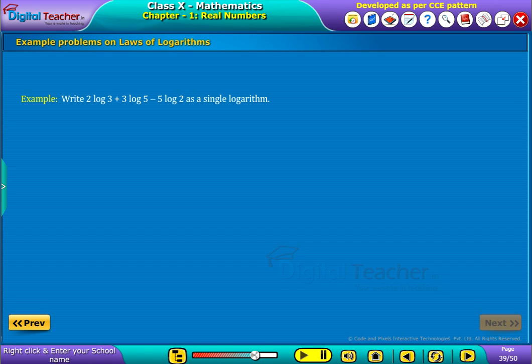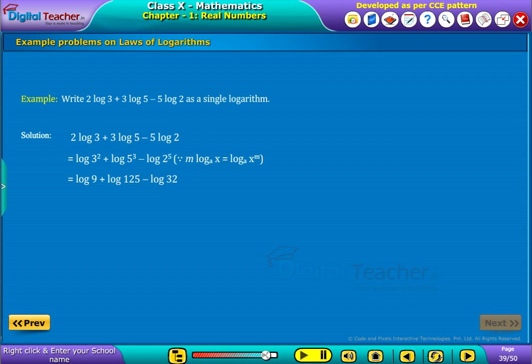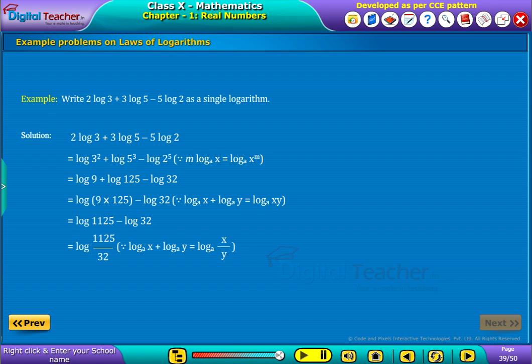Let us solve it as follows. As all the three logarithmic expressions are in the form of m log x to the base a, we write them in the form of log x power m to the base a as shown. This is in turn equal to log 9 plus log 125 minus log 32. Now observe the first two terms, it is in the form of log x plus log y, so let us write it in the form of log xy as shown. Now the obtained expression is in the form of log x minus log y, so we write it in the form of log x by y. Thus, we get log 1125 by 32.